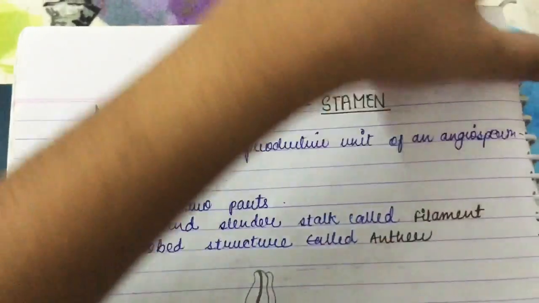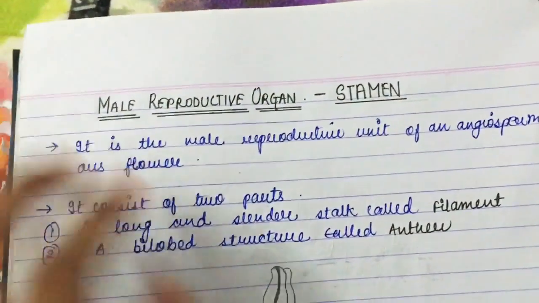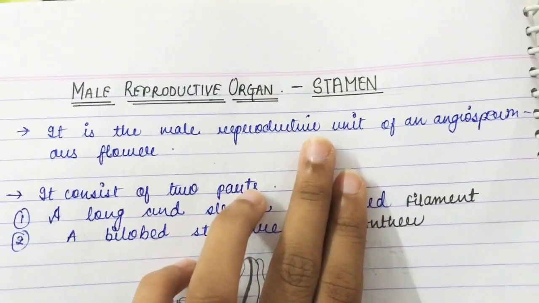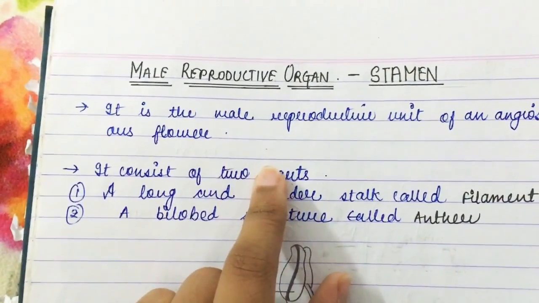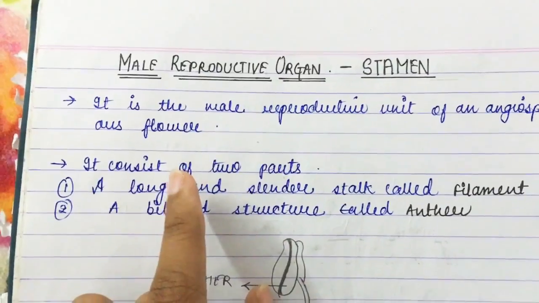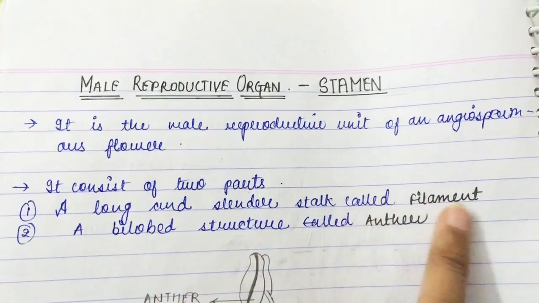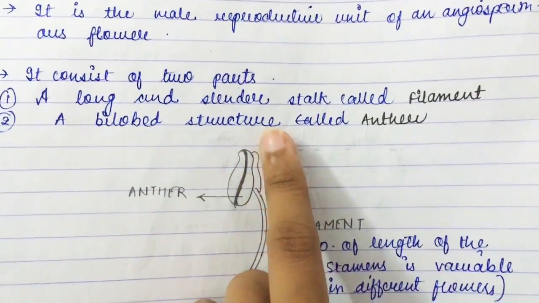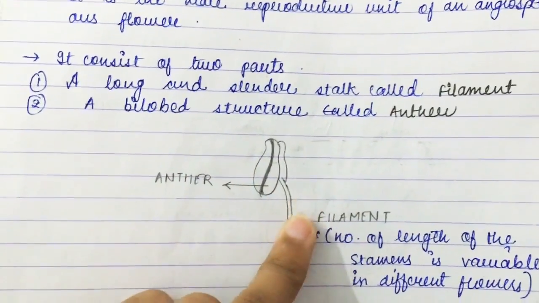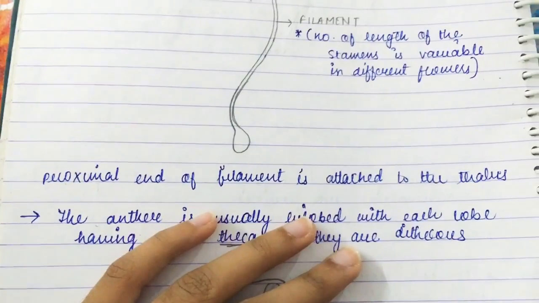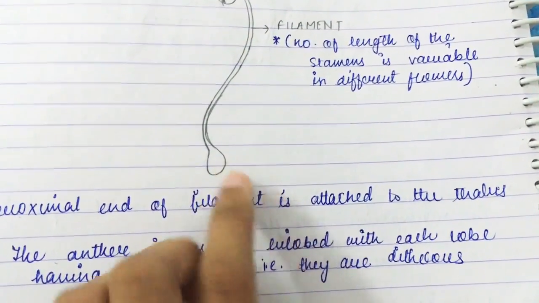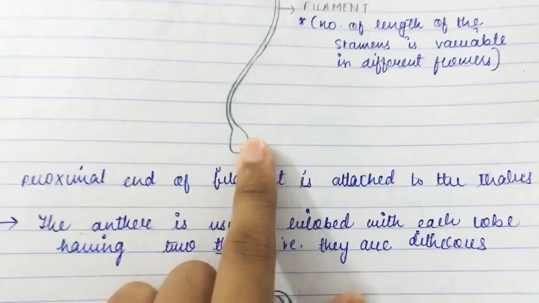The male reproductive organ, stamen. It is the male reproductive unit of an angiospermous flower. It consists of 2 parts: a long and slender stalk called filament and a bilobed structure called anther. This is the anther and this is the filament. Proximal end of a filament is attached to the thalamus. This is the end which is attached to the thalamus.